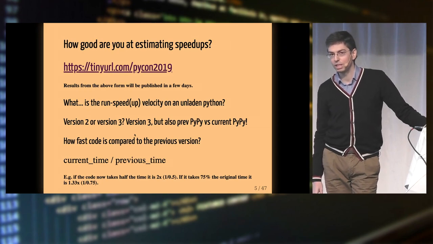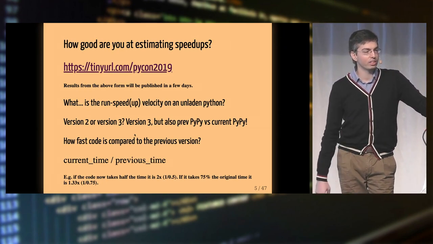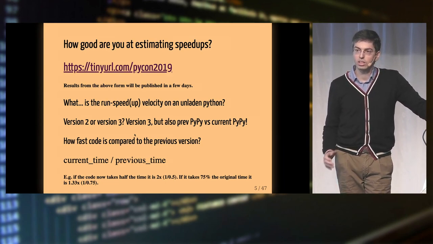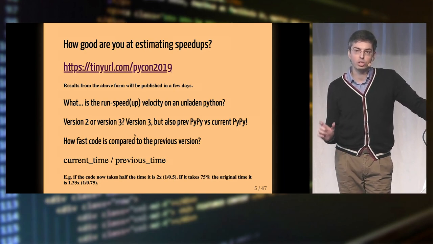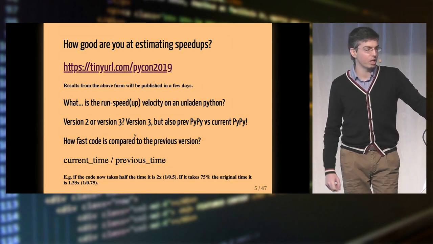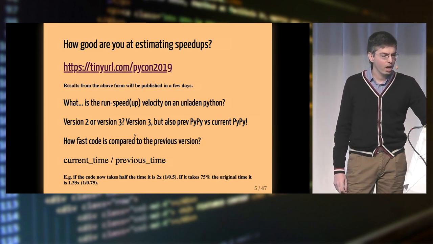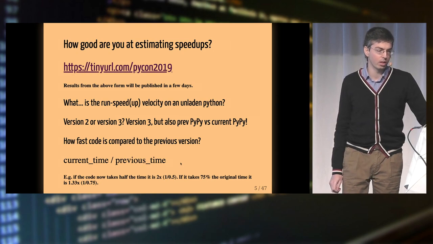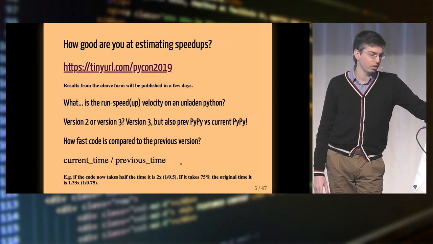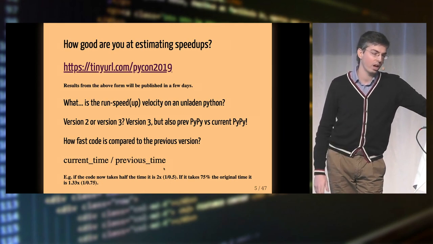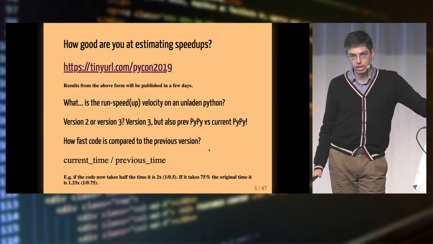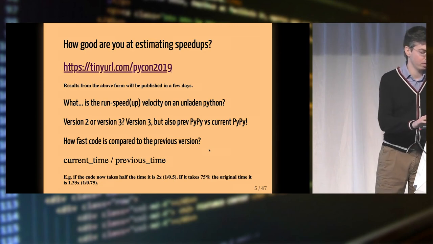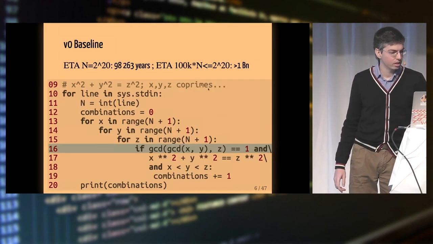Okay, are you good at estimating speedups? If you want to play a little game, you can type this URL, and you will have a form you can fill in. You can try to calculate how fast the new speedup will be compared to the previous one. You can also use paper if that's more convenient for you. And how will we calculate this? We take the previous time divided by the current time. For example, if the new code takes half the time of the previous one, this would be a 2x speedup, because 1 divided by 1 half is 2. If the new code takes 75% of the time of the previous one, it will be 1.33x using the same equation. So this is the baseline.